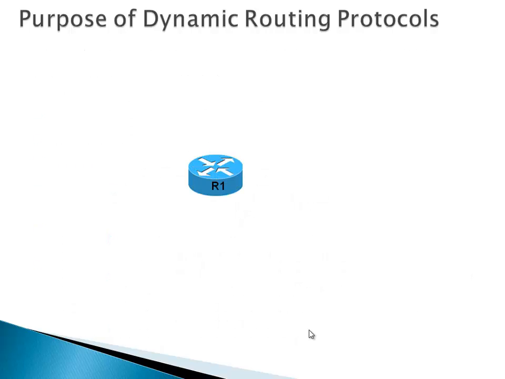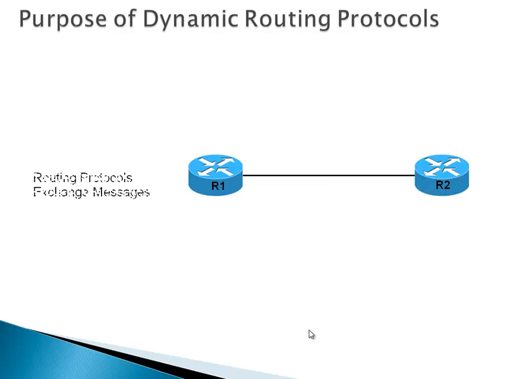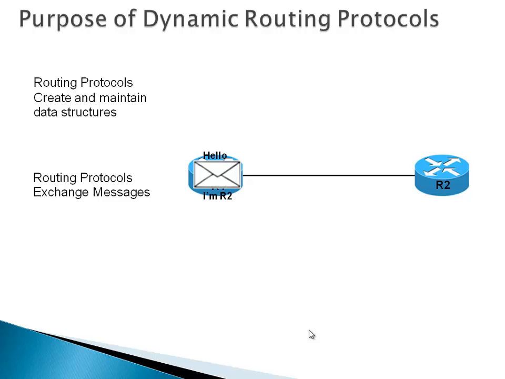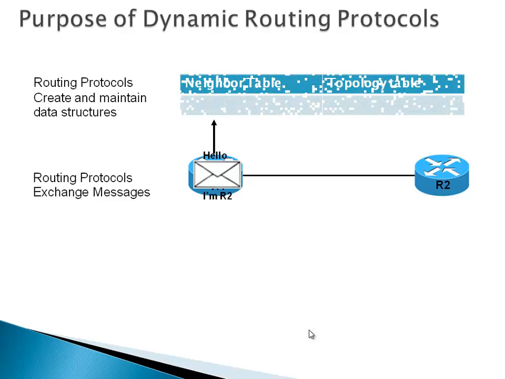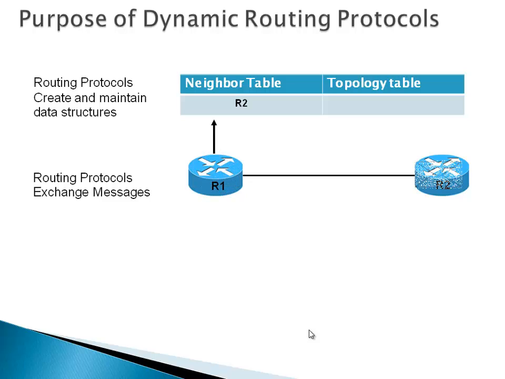So, for the purpose of dynamic routing protocols, here I have router 1 and router 2. First, the routing protocols exchange messages. One of the most basic messages is the hello message, like router 2 saying to router 1, hello, I'm router 2. Routing protocols create and maintain data structures like databases, which will keep the neighbor table, topology table, and so on. For example, router 1 will keep a neighbor table: R2 is my neighbor. Then R2 sends an update, saying, okay, here's my network 192.168.1.0. Router 1 will add that into the topology table. This is a routing protocol maintaining data structures.